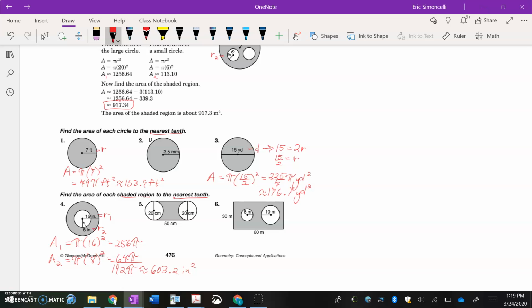Let's continue with number 5. Same premise, we're trying to find the shaded region area. But if you take a look here, we've got what appears to be a rectangle with end aspects, which are circles. I say end aspects. We can see here that the diameter of each circle essentially is the representation of the width of the rectangle.